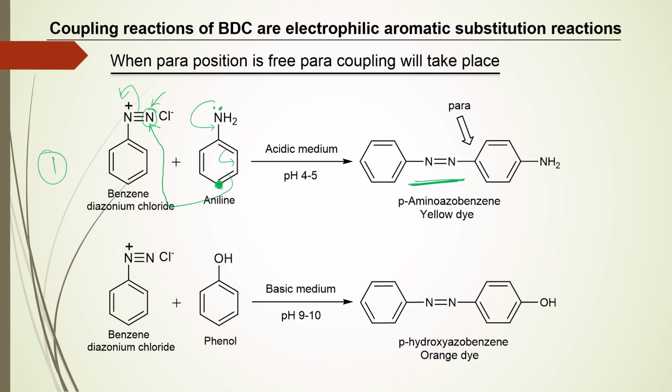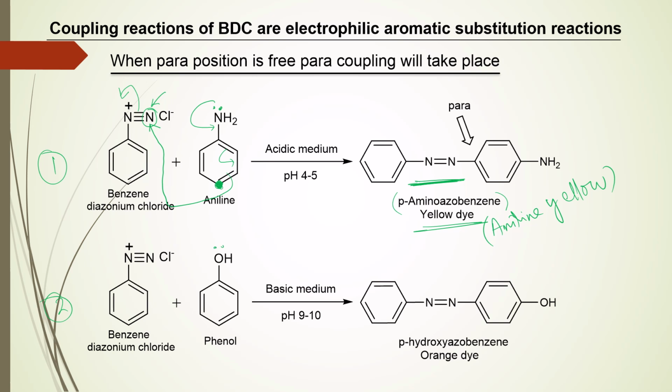The name of this compound is para amino azobenzene. The color of this compound is yellow dye, and this particular compound is generally called aniline yellow. This is also referred to as what? Aniline yellow.